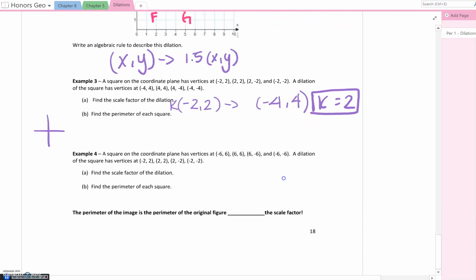Okay, so for example 3b, you could actually just do this very quickly. I'm just going to sketch out these points, (-2, 2), (2, 2). So I can see right now I can stop because it's a square. So if I just count 1, 2, 3, 4, I know each side of this original square has to be 4.